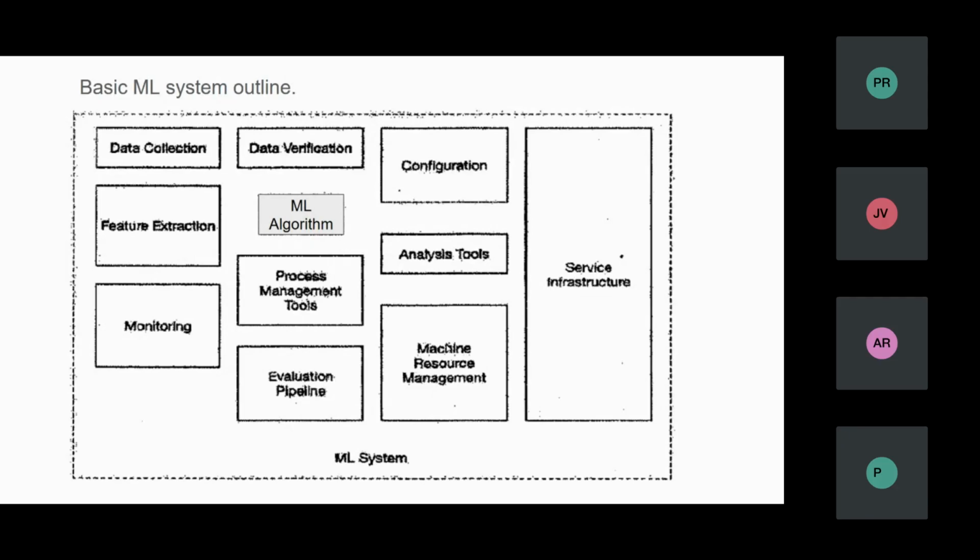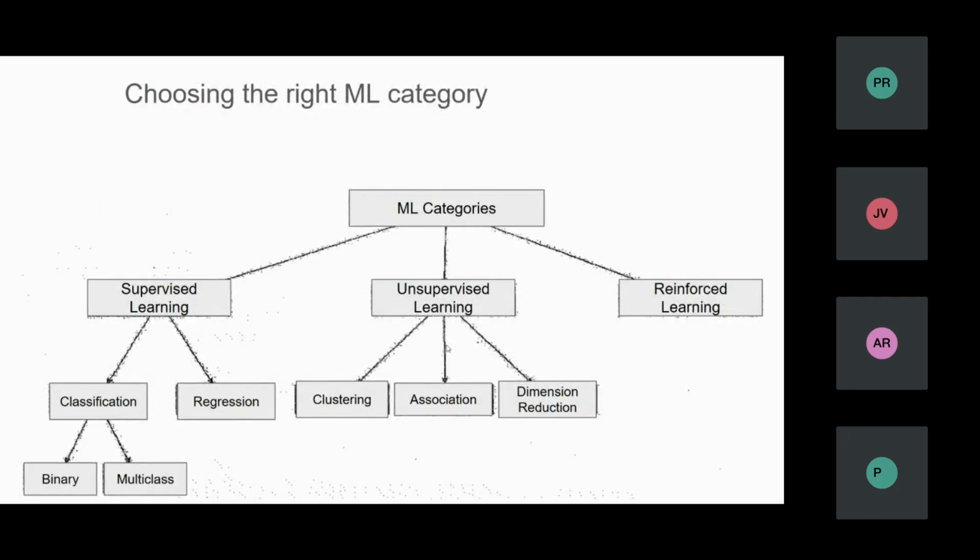We'll look at some of the right ways of choosing an ML category. These are some of the basic ML categories. We have supervised learning, where the ML model learns from labeled data, where we already know the output, and the ML model is trained to get to that predefined output that we already know.